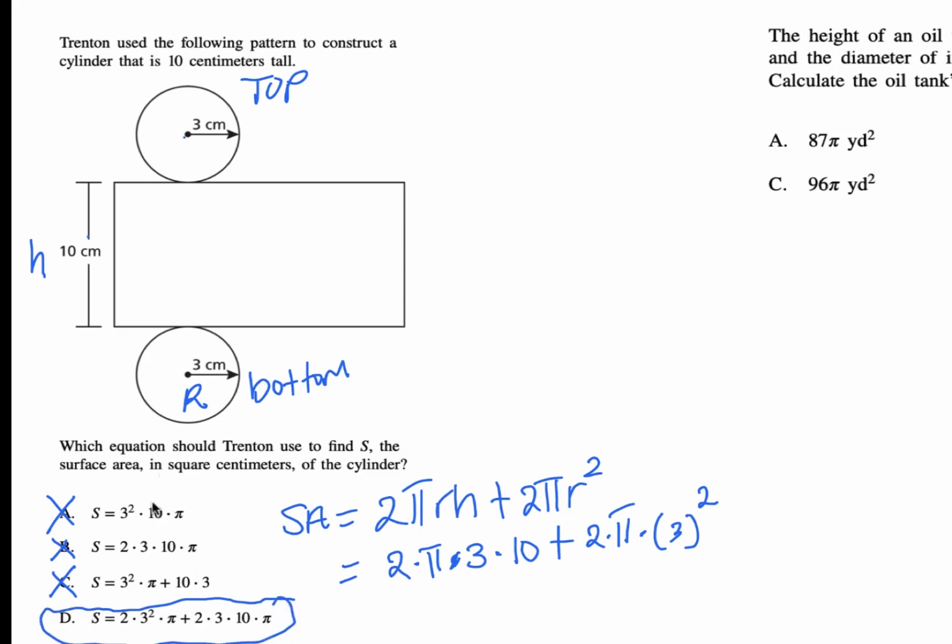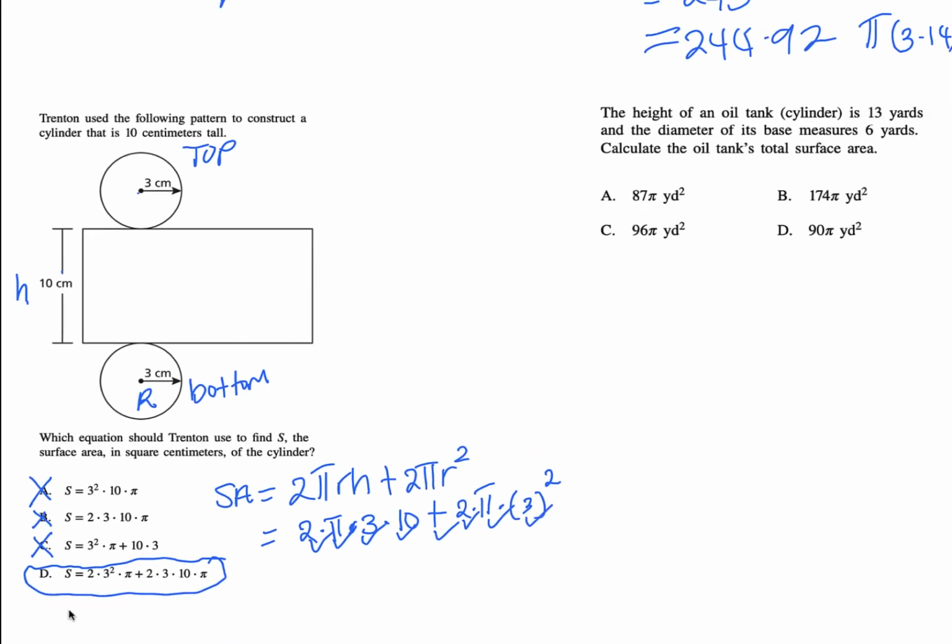Don't be confused if they do not write the formula just as is. Look to see if you have everything. So here I'm looking, I have a 2, a 3 squared, and a pi. So I have that part. I have a plus sign, and then I have a 2, a 3, and a 10, and a pi. So my answer is D.